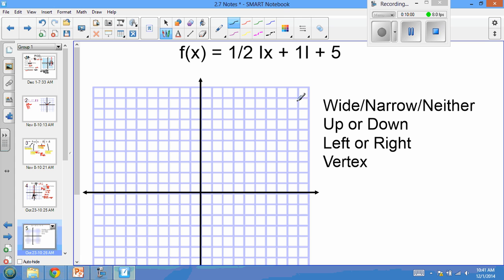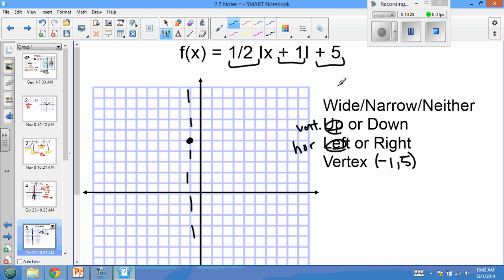Okay, so looking at the next one, first thing I want to do is get my vertex. So I want the opposite of the inside, and the outside stays the same. So I'm at negative 1, 5. Again, if it helps, draw your line of symmetry, but you do not need it. Okay, did I move left or right? So for my horizontal shift, I moved left. For my vertical shift, I moved up.